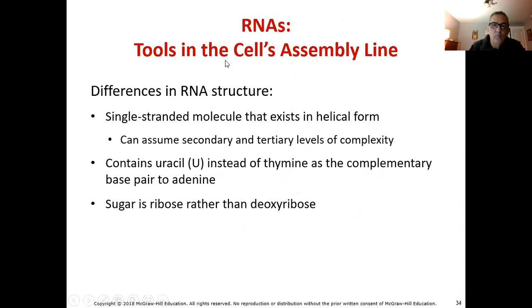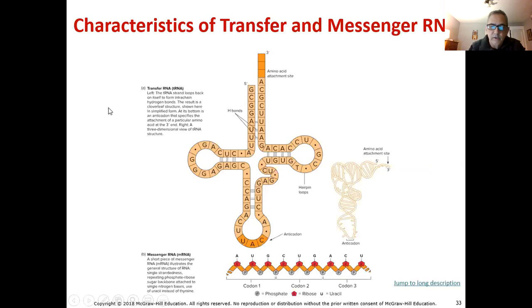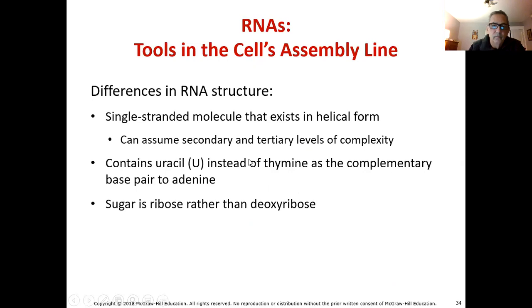RNAs are single-stranded molecules that exist in a helical form. I'm referring to differences in RNA structures. If you noticed, there's a little bit of complementary binding. So we do have some double-stranded regions, but it's one molecule, with regions of it binding. So it has secondary and tertiary levels of complexity. As I said before, uracil replaces thymine in RNA. Also, the sugar is ribose, whereas in DNA it's deoxyribose.